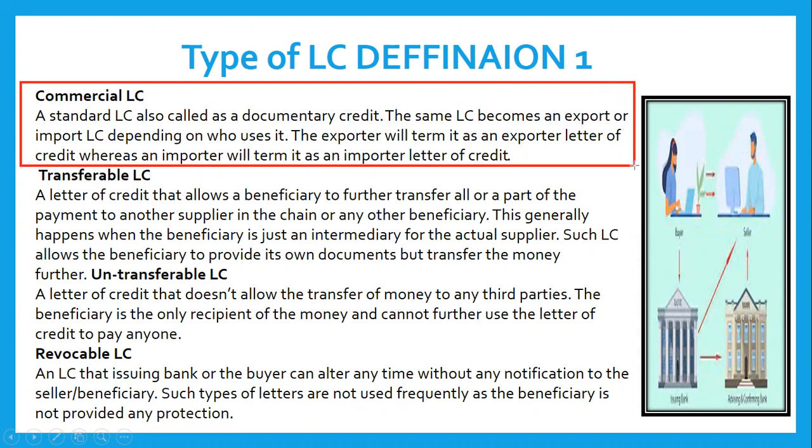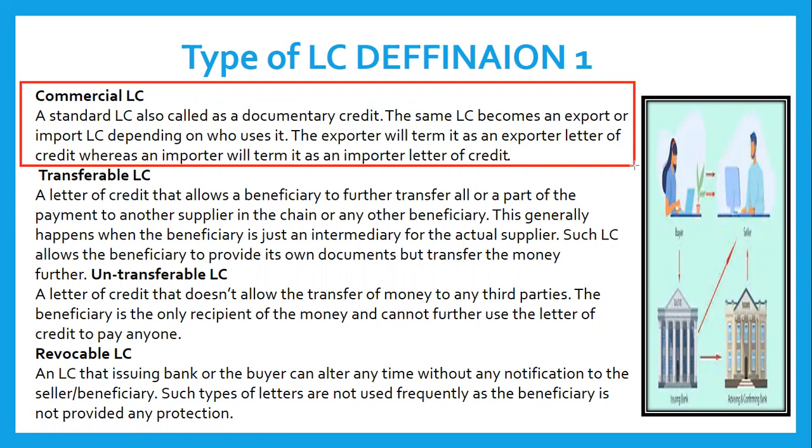LC stands for documentary credit. Documentary credit means that credit can be given on behalf of the documents. Here the bank takes the guarantee of the payment to the supplier. So this is a documentary credit, because on the basis of the documents the bank releases the payment to the supplier.